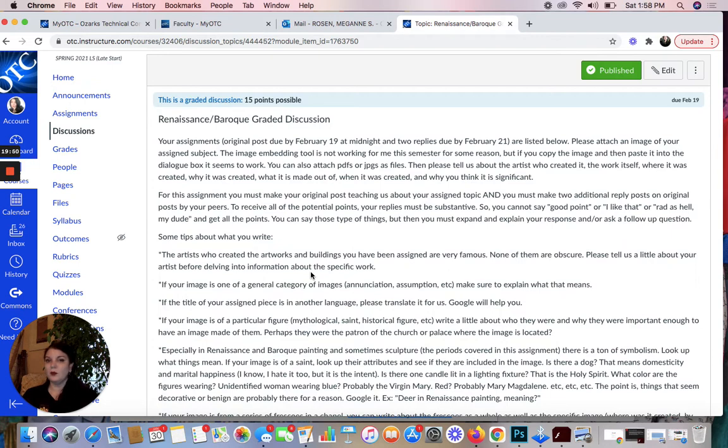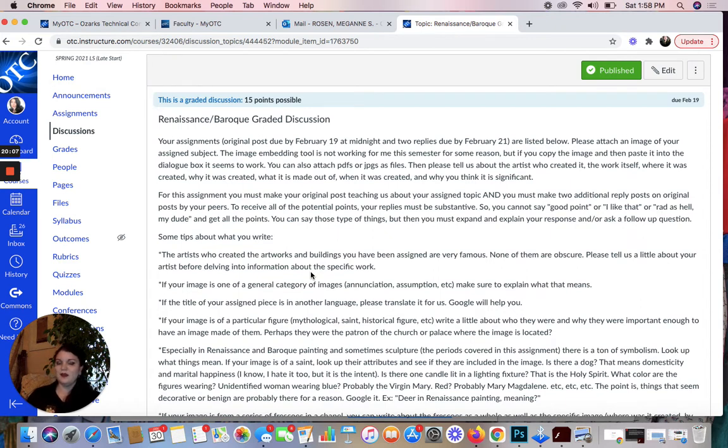To receive all of the potential points, your replies must be substantive. What does substantive mean? You can't just say, good point, or I like that, or rad as hell, my dude, because that doesn't do anything for us. That doesn't help us with the conversation. That doesn't help us understand what's going on.